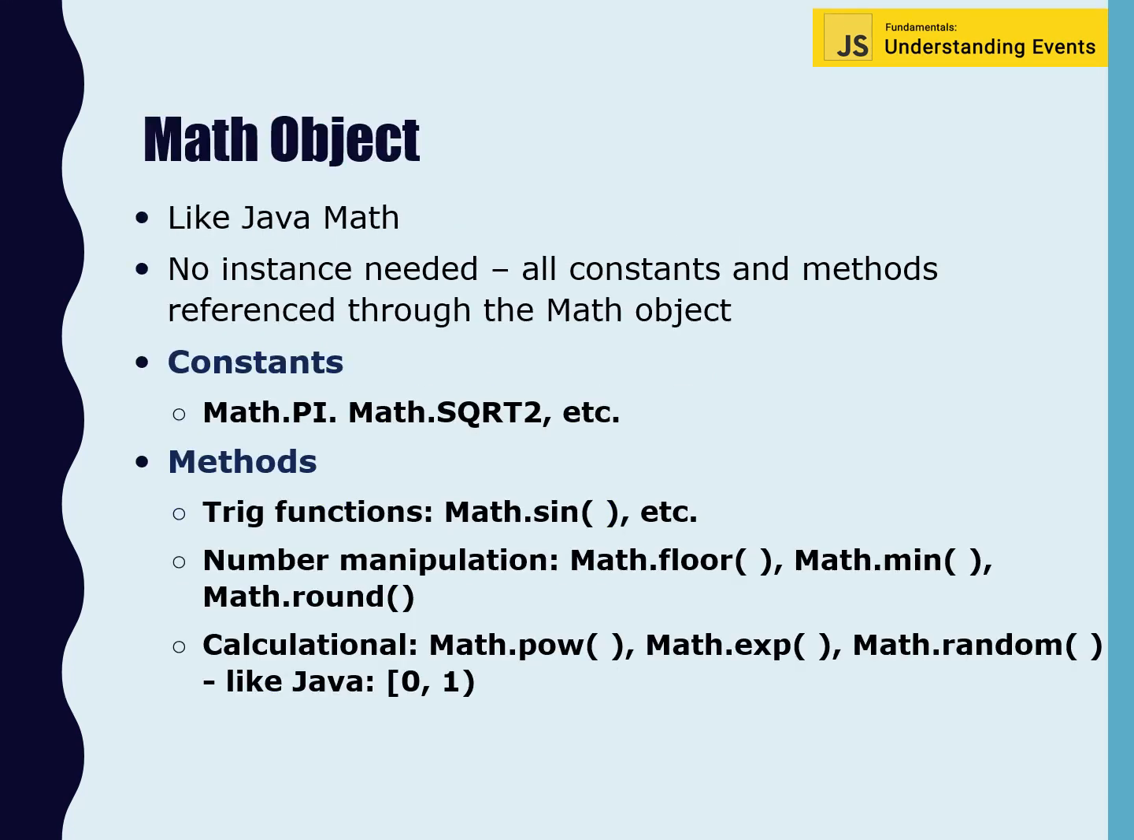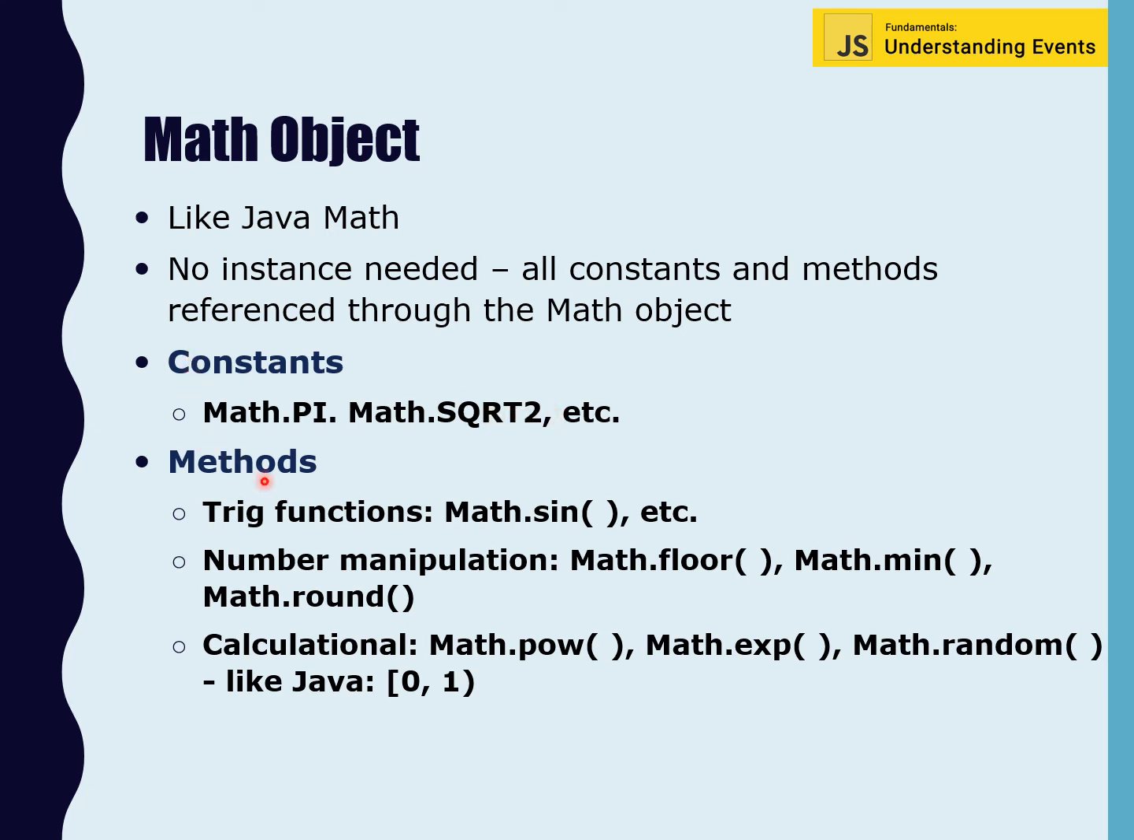Then comes the Math object. The Math object is mainly related to mathematical concepts, like Java's Math. No instance is needed. All constants and methods are referenced through the Math object. If we are using mathematical constants in our program or in our web page, we can use Math dot, then the corresponding constant, like Math.PI, Math.SQRT2, like that.